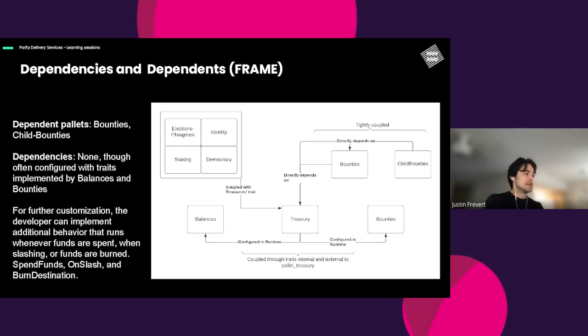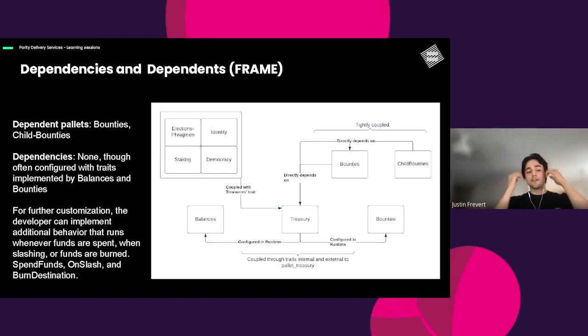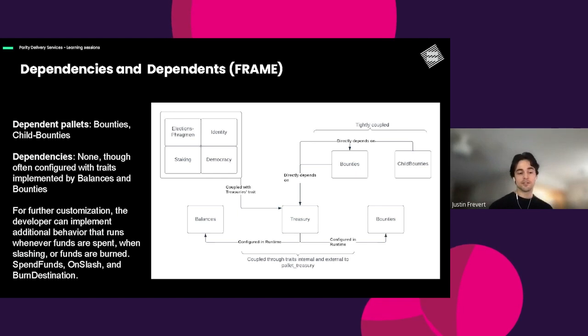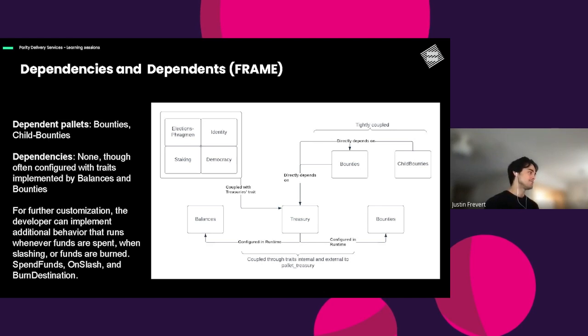And for bounties, it's spend funds. Spend funds is just a handler that fires whenever Treasury spends funds. So for example, this is how bounties is able to configure some function that fires whenever Treasury spends funds, and it's able to share in Treasury's pot in that way and to handle any imbalance.